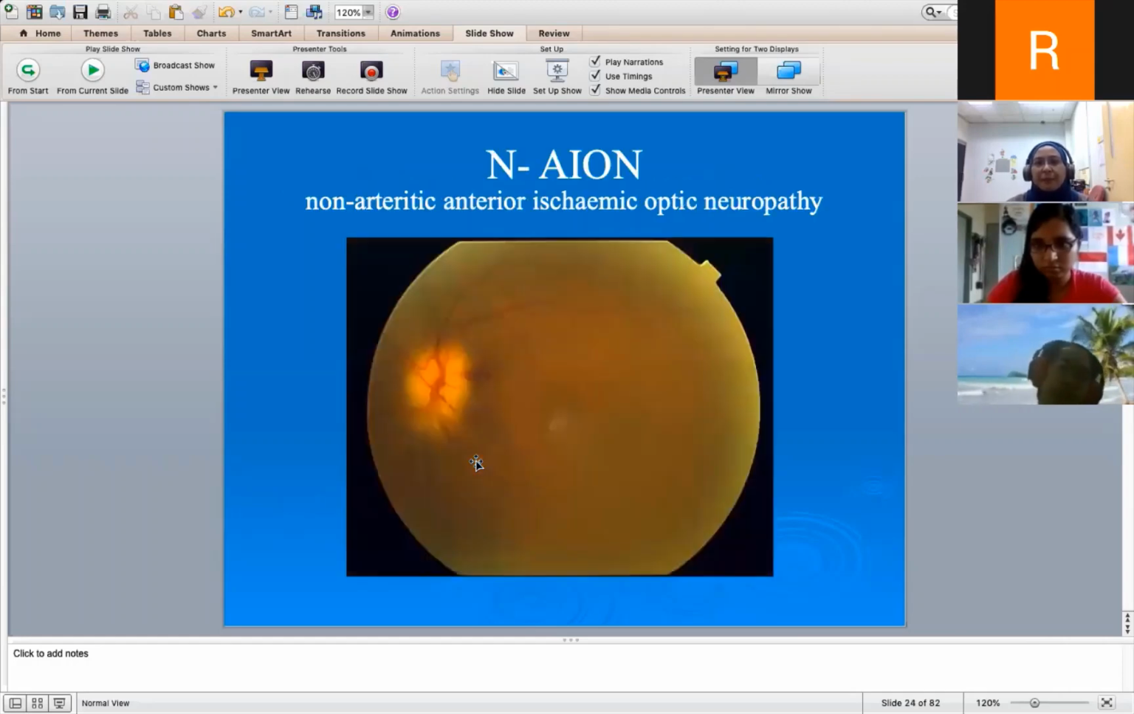Now, read a bit about non-arteritic AION. It's not part of your hypertensive retinopathy, but it increases the risk of having AION if you have hypertension.